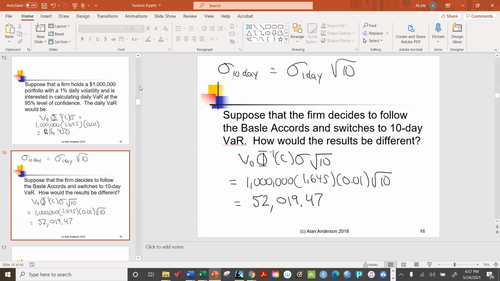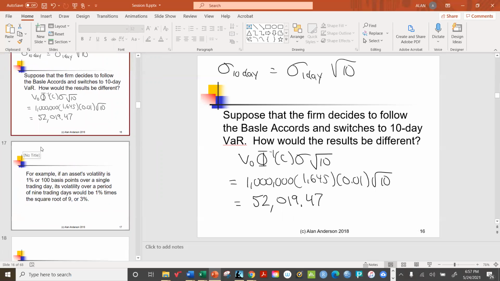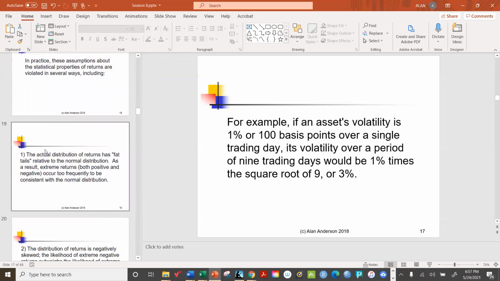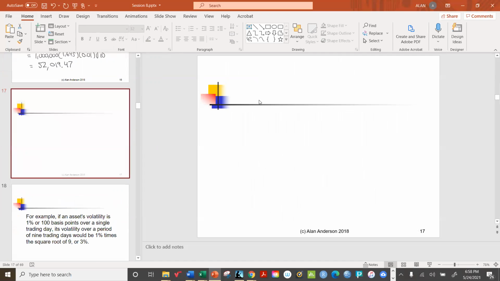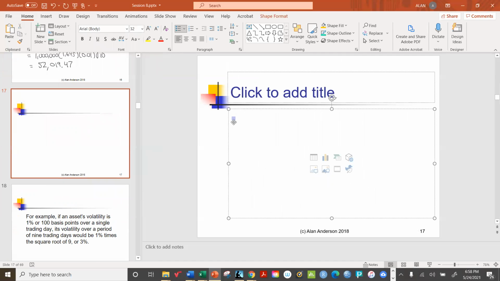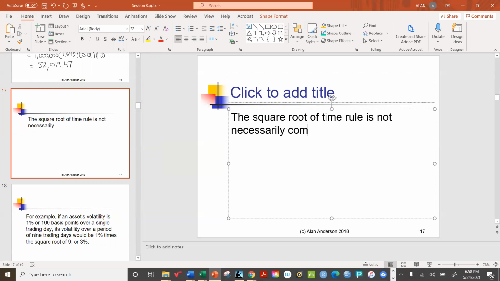Now, if I have daily data, the VAR that I calculate will automatically be a daily VAR. If I don't want that, I can then use my square root of time rule to change it to any time horizon that I please. Okay, so that's awfully helpful, but here's the thing, and I'll mention this right now. The square root of time rule is not necessarily completely accurate unless the assumptions are true.